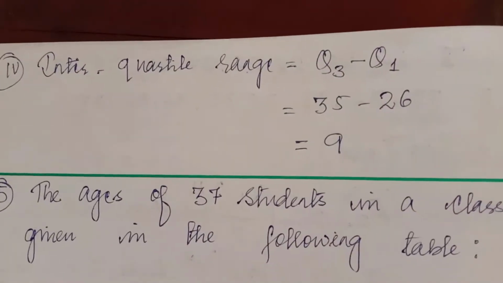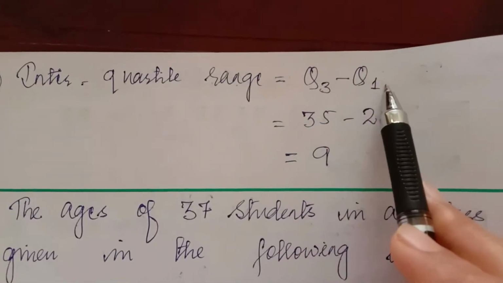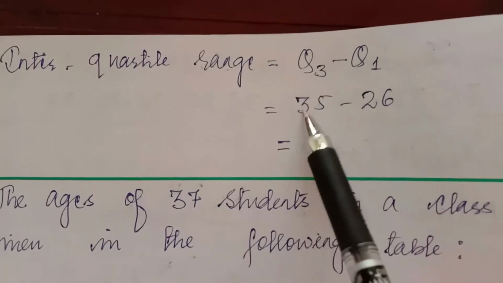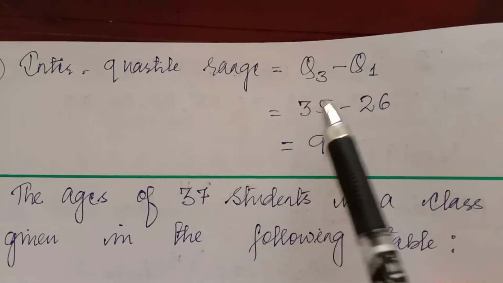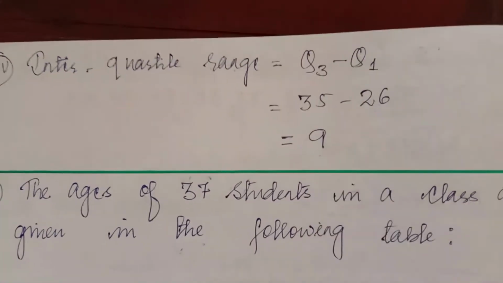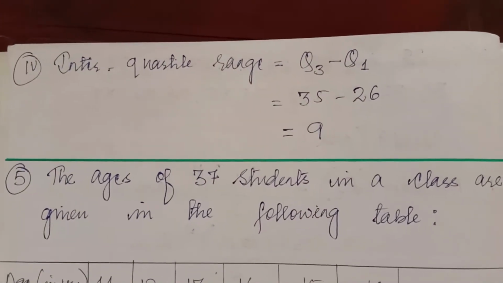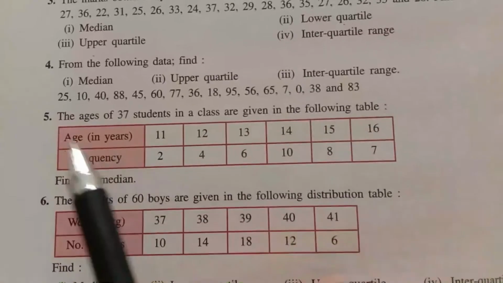Now the interquartile range means upper quartile minus lower quartile. The value of the upper quartile is 35 and the value of the lower quartile is 26. So 35 minus 26 is 9. So 9 is the interquartile range. Now we'll do question number 5.